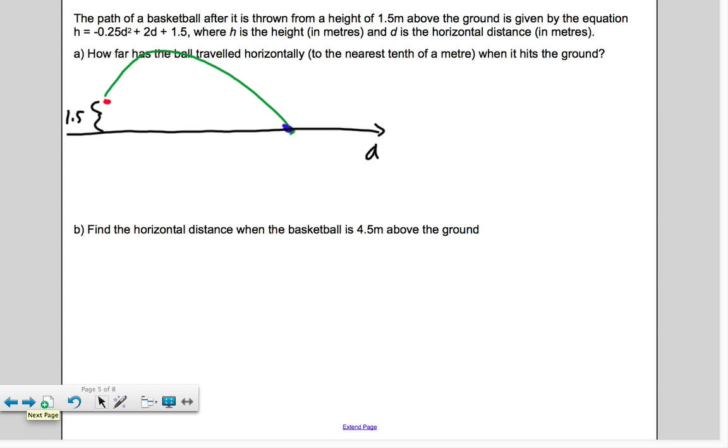And it makes sense. What's the value of h when d is 0? We'll plug it in our equation. When d is 0, what's the value of h?